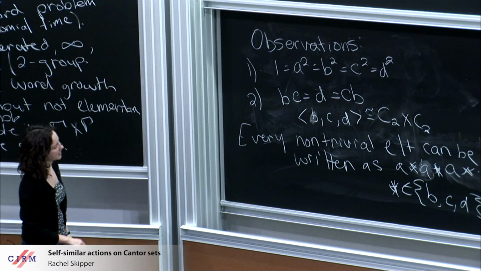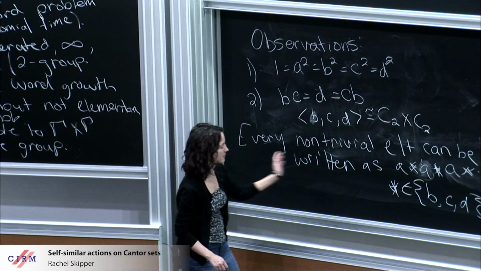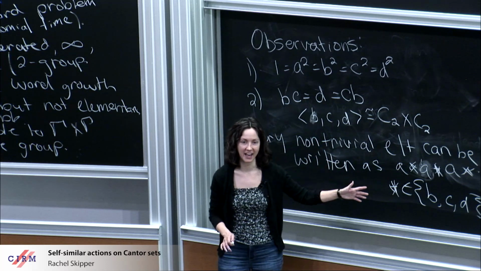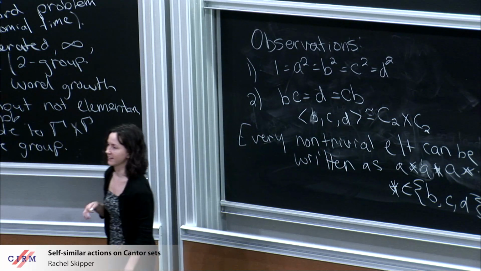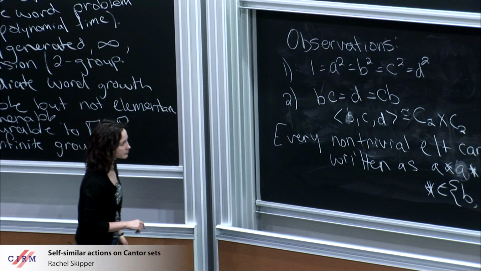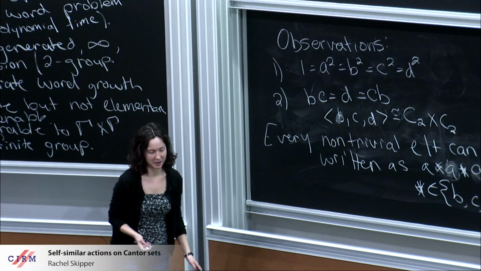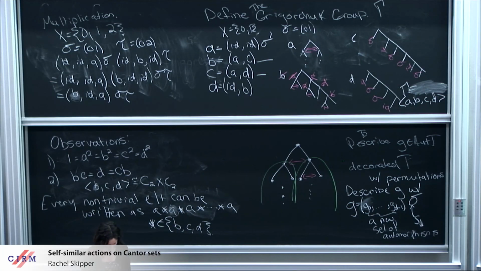But the point here is that every non-trivial element can be written as alternating between A and either B, C, or D. So this saves us a lot of time when we're looking at these things, and it gives us this nice way of looking at them. All right, so let's see. It is not unique, unfortunately.